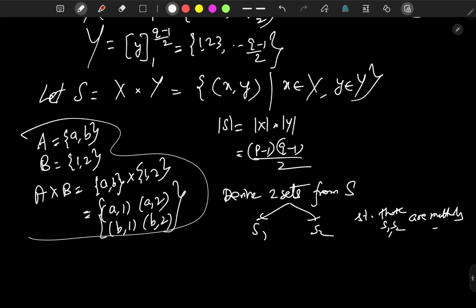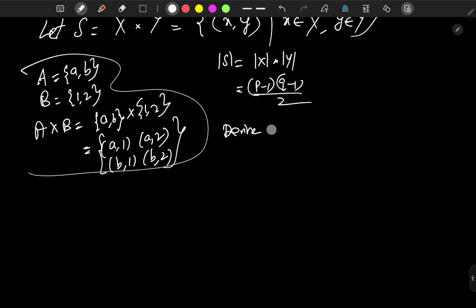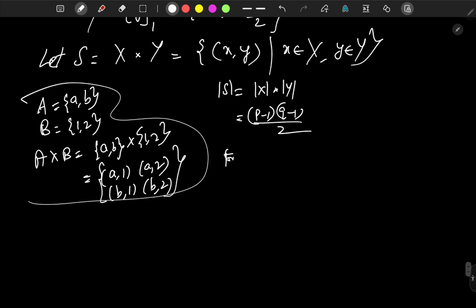Okay, exclusive. So what I mean to say is, let's take two sets from the S. S1: what is S1? S1 means I define it like this. S1 is the set of ordered pairs x comma y such that this condition has to be satisfied: qx is greater than py.